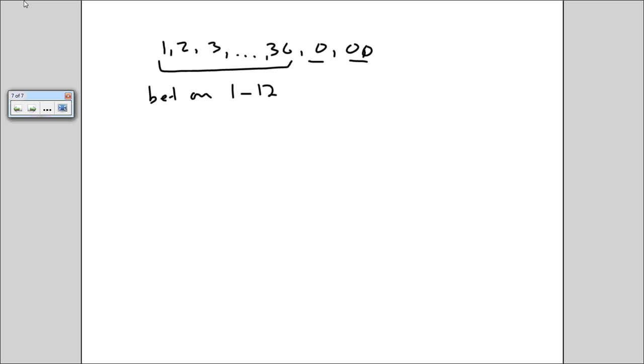Let's do two more problems. A roulette wheel contains the numbers 1, 2, 3, all the way up to the number 36, and the number 0, and then double 0. Those are 38 numbers: 36 here, 37, 38. Suppose you always bet that the outcome will be one of the numbers 1 through 12. You bet on 1 through 12.